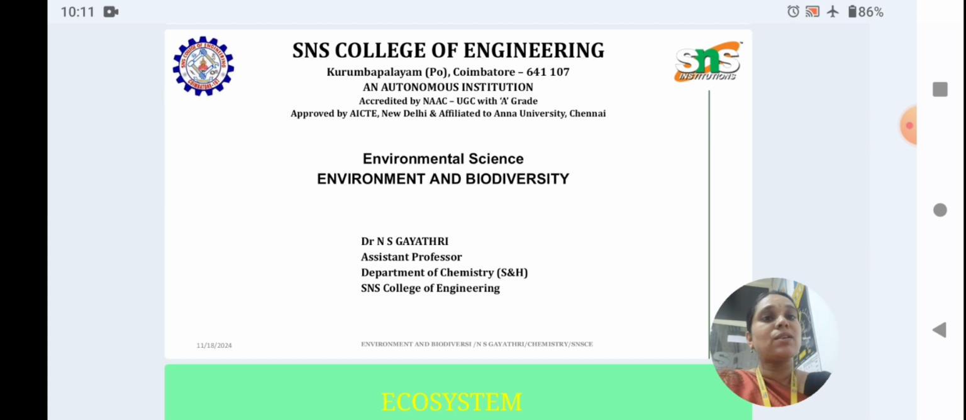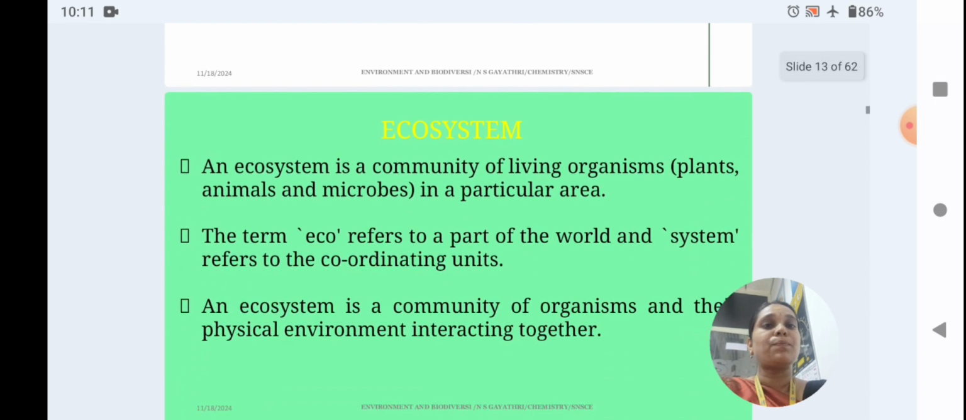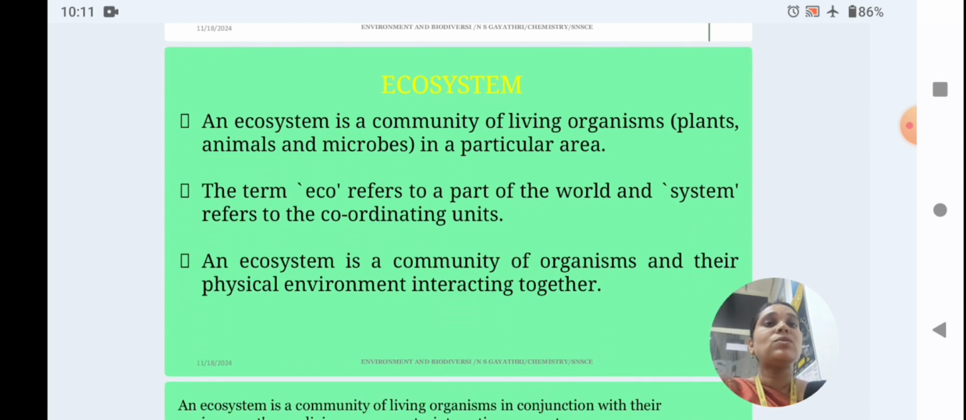Today we are going to see about environmental science, in that biodiversity, that is ecosystem. Ecosystem. What is ecosystem? An ecosystem is a community of living organisms like plants, animals, microbes in a particular area.